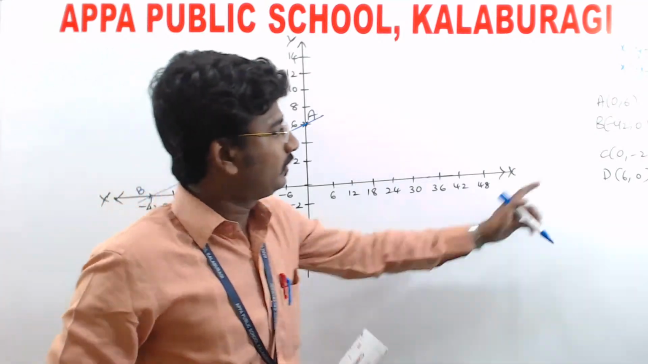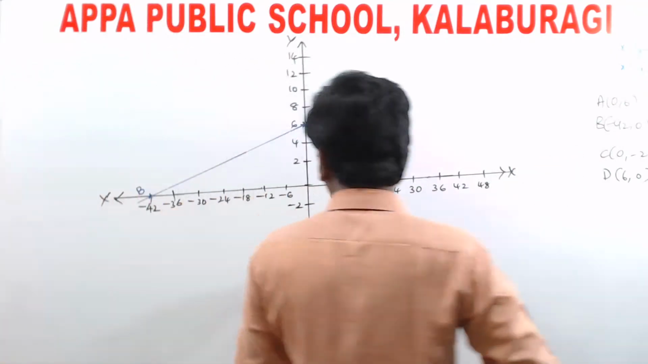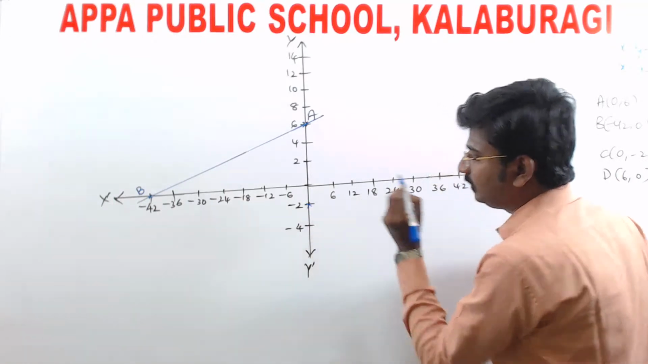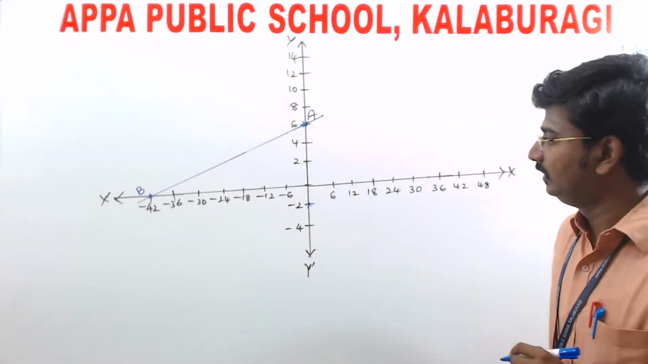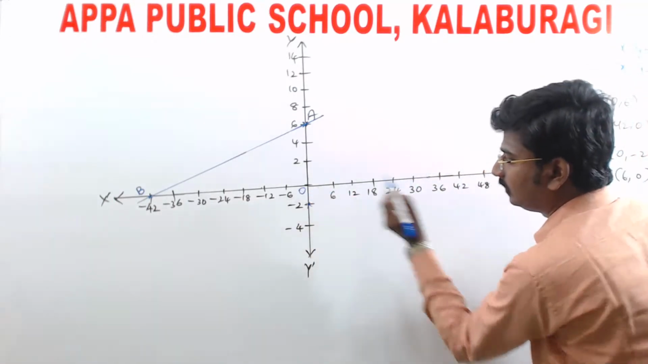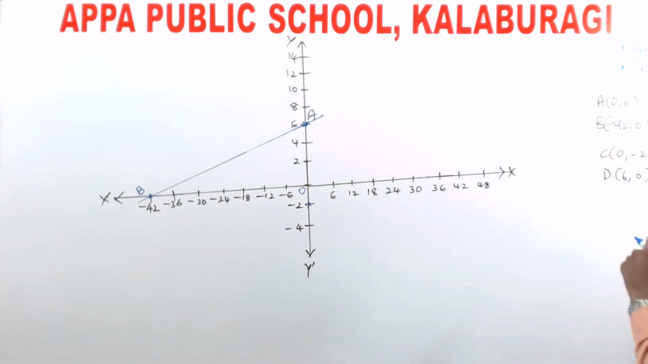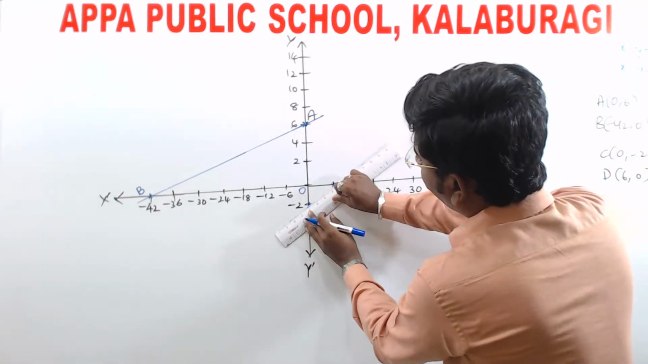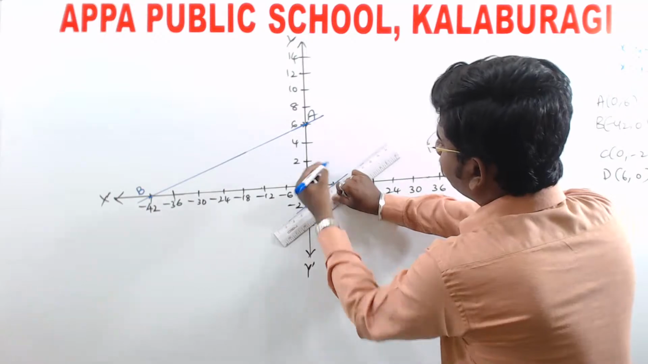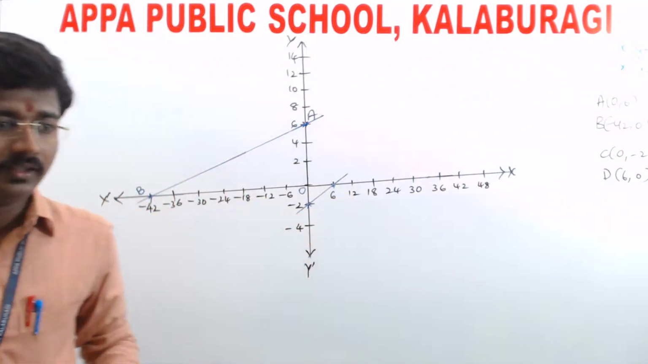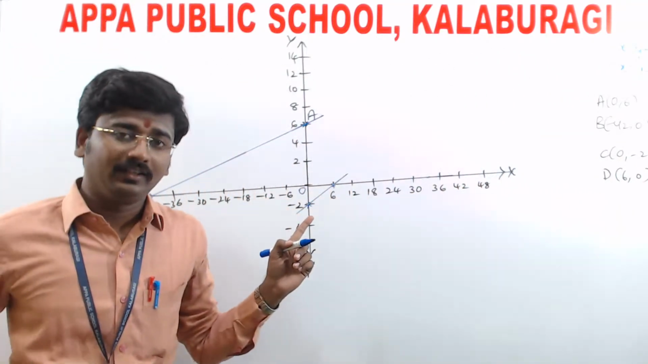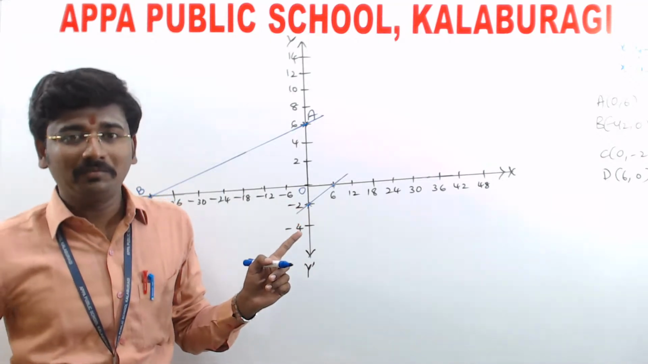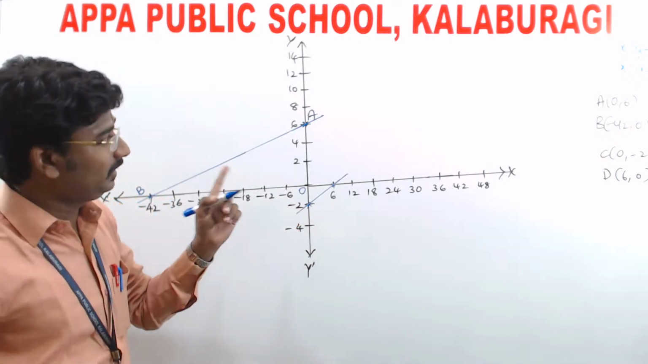Second now, C point 0,-2. C point comes here, 0,-2. Then this is origin. Okay. Then D point 6,0 somewhere here. So the graph would be somewhat in this way. Done. But a1 by a2 is not equal to b1 by b2. Then they should intersect somewhere.